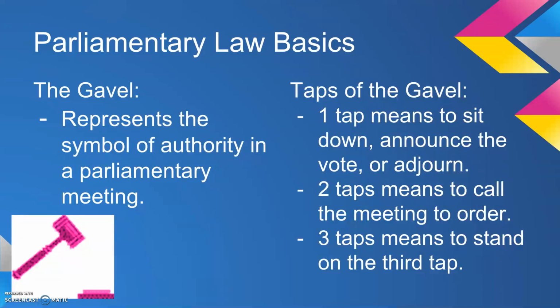Another one is to announce the result of the vote. So once there's a vote on a motion, the president will tap the gavel one time, and that'll be it. Or to adjourn the meeting. So adjourn is a fancy word for ending the meeting. So once the meeting is ended, the president will tap the gavel once, and you're done. You walk out the door. 2 taps of the gavel means to call the meeting to order. This will only happen at the beginning of the meeting. And 3 taps means that the entire assembly will stand on the 3rd tap.